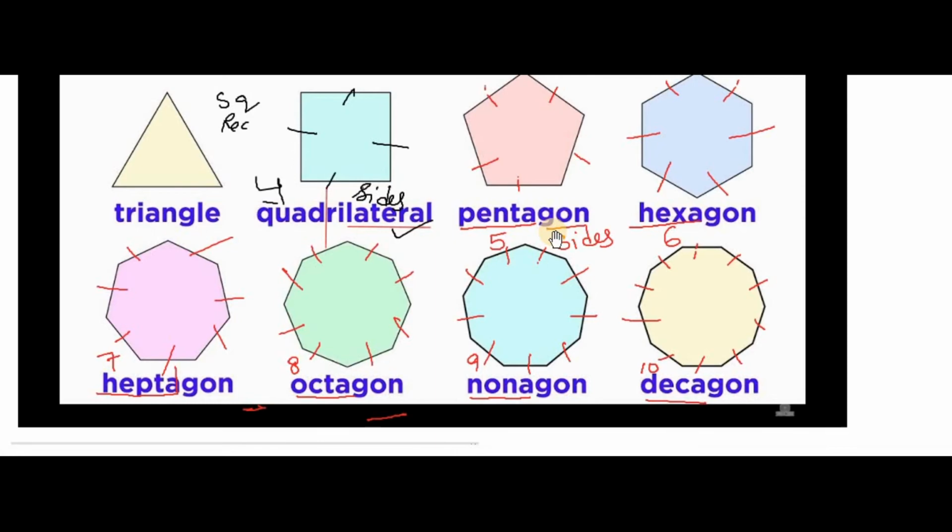So first we will try to complete this. A 5-sided shape is called pentagon. See students, please you should remember these names. A 6-sided shape is called hexagon, a 7-sided shape is called heptagon, an 8-sided shape is called octagon, a 9-sided shape is called nonagon, and a 10-sided shape is called decagon.